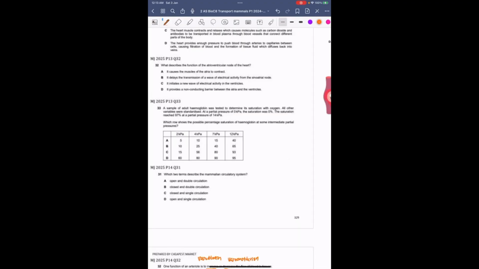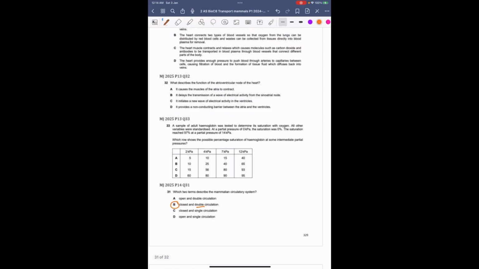So the mammalian circulatory system is closed and double because they have a pulmonary and systemic circulations, and they are being enclosed in the blood vessels.